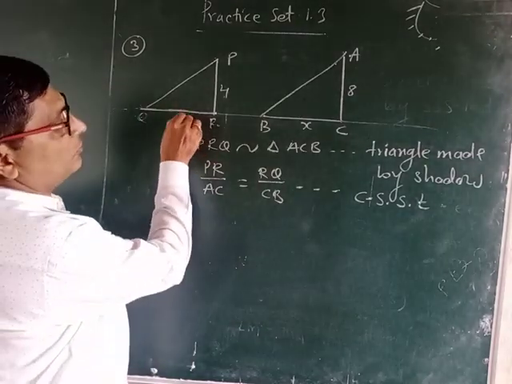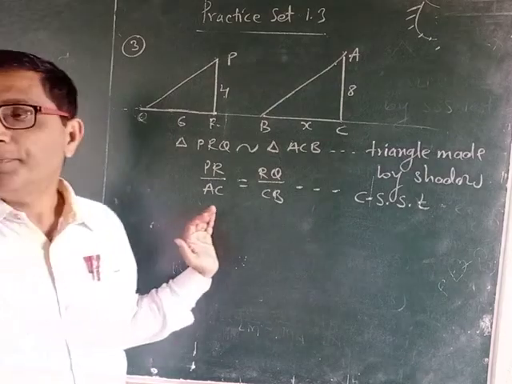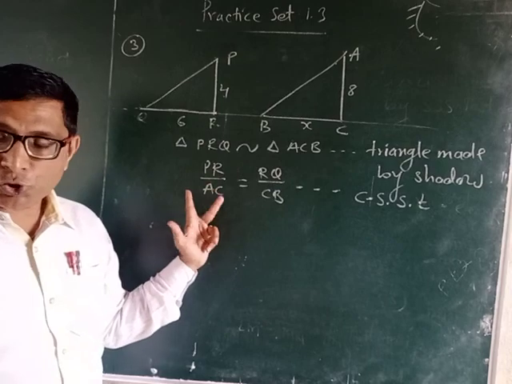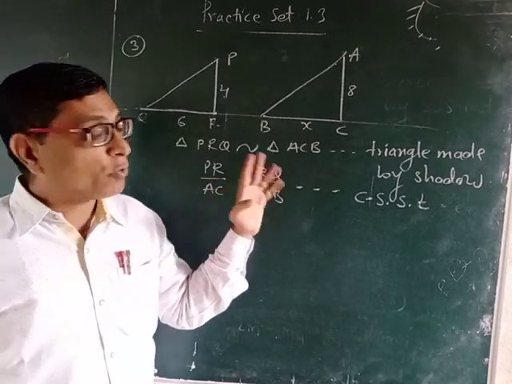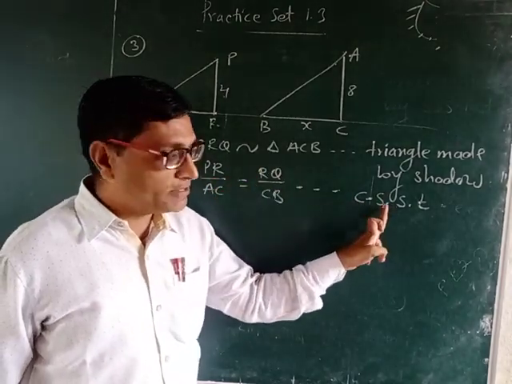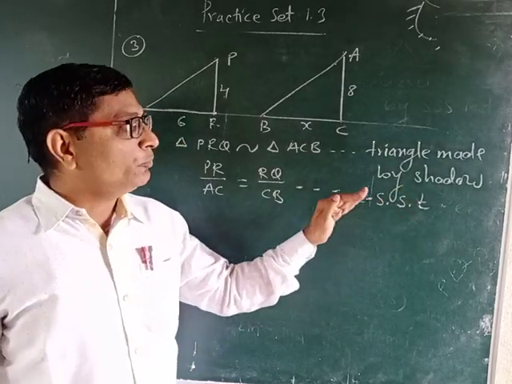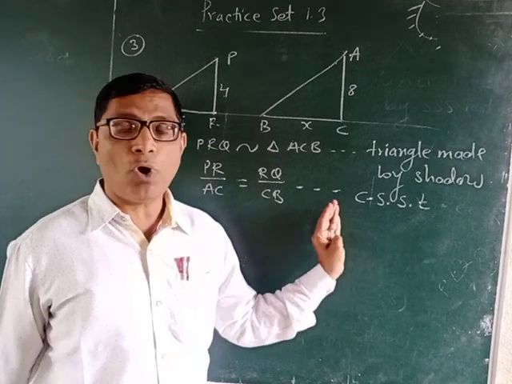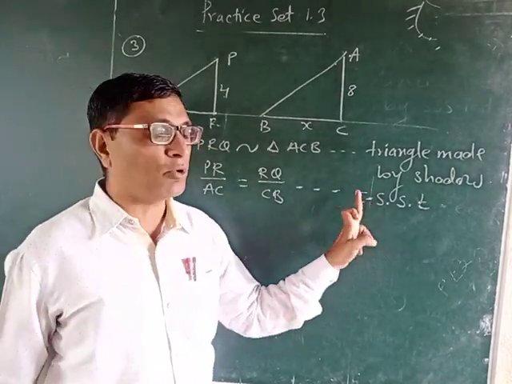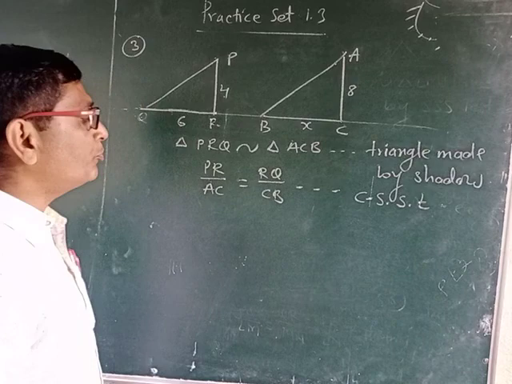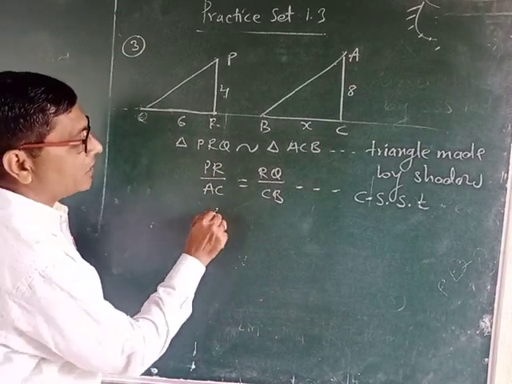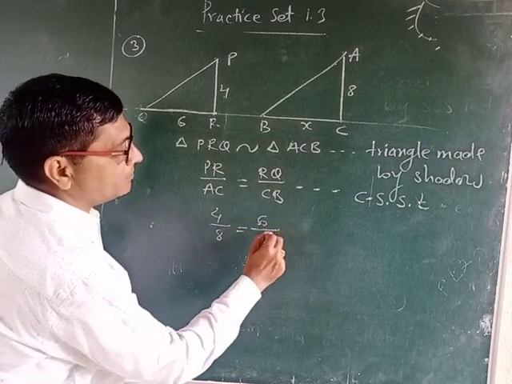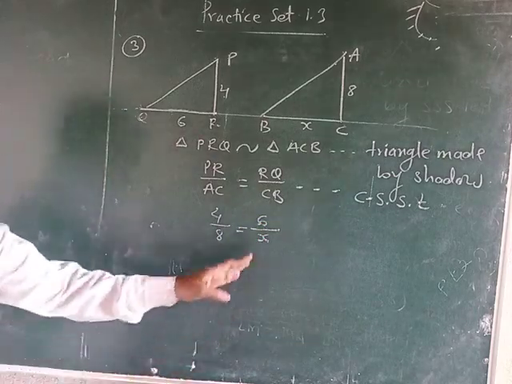Here is 6. Okay. And now see, what is this? If two triangles are similar, then the ratios of their corresponding sides are equal. This is called corresponding sides of similar triangles. We will use CSST for all these sentences. For a long sentence, we will always use CSST. That means corresponding sides of similar triangles. Now put the measures here. PR is equal to 4, AC is equal to 8, RQ is equal to 6, and CB is not known. It is given as X here.